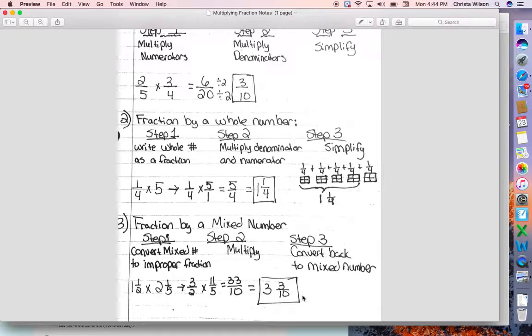But multiplying fractions is super easy. You just multiply numerator to numerator, denominator to denominator, and then you simplify. Okay? So I told you this was going to be easy. Now let's look at division.